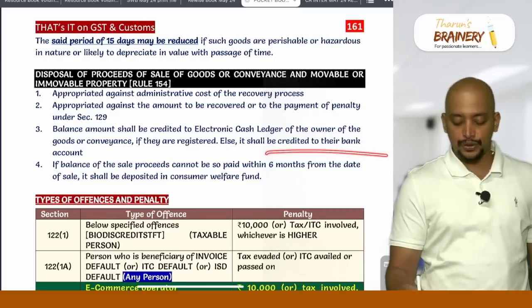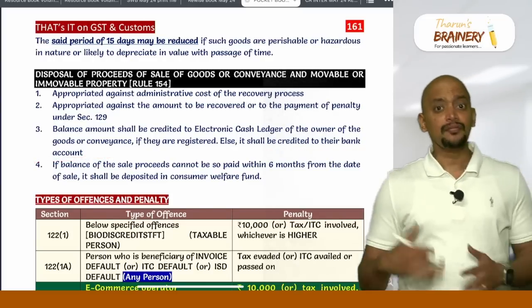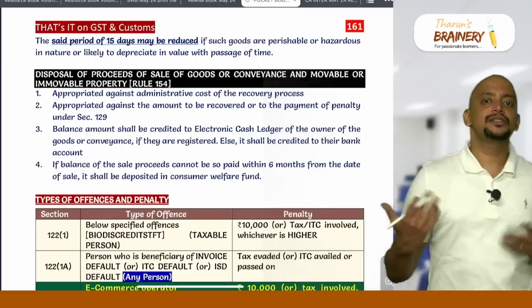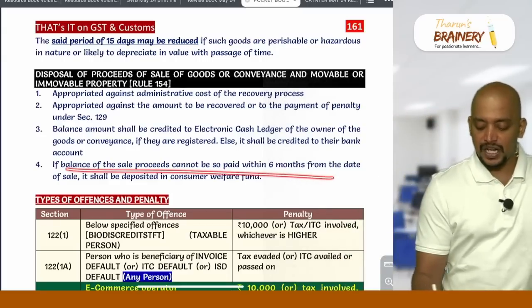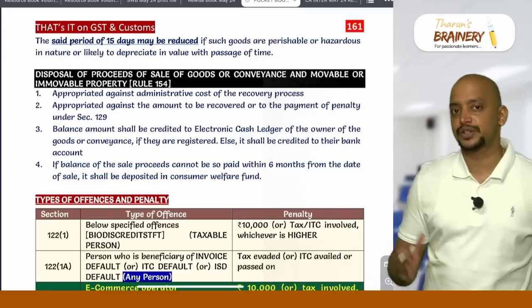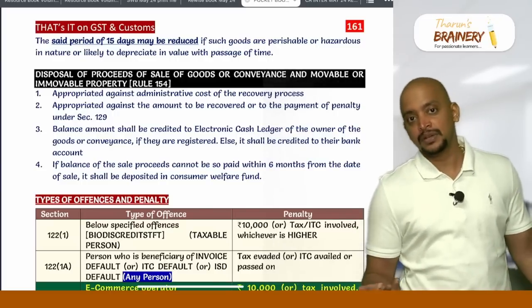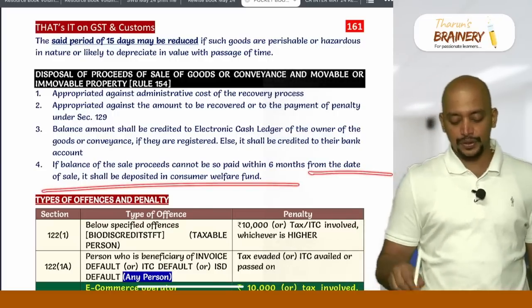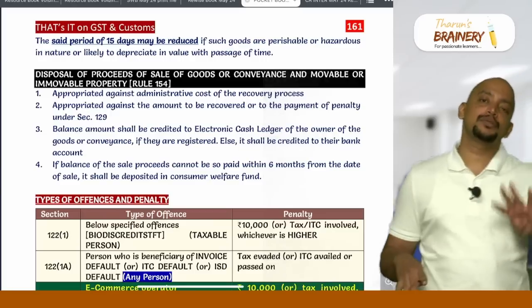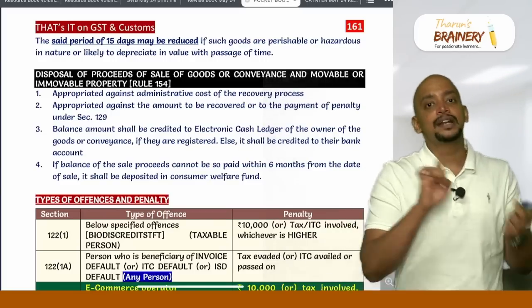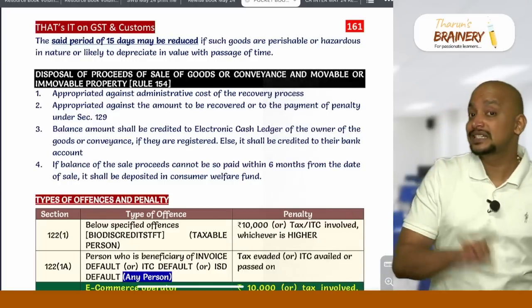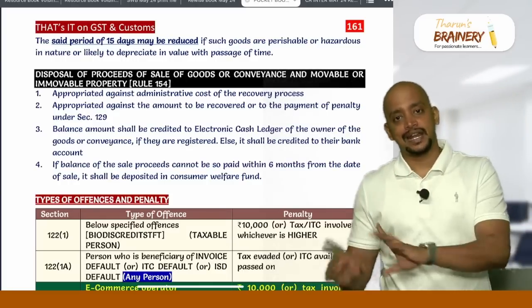Otherwise, it will be credited to their bank account. Suppose the person is not known, then the balance of the sale proceeds cannot be so paid within 6 months. So they will wait for 6 months, and within that 6 months, if no one comes forward to claim that amount, then it will be transferred to the consumer welfare fund. So this is about these 4 sections: section 67 read with section 130, section 68 read with section 129.